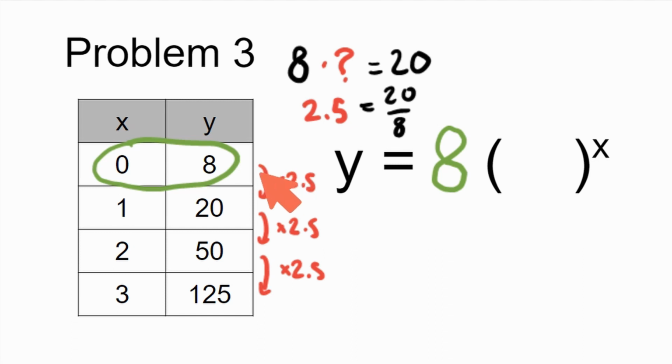Notice that 8 times 2.5 is 20, 20 times 2.5 is 50, and 50 times 2.5 is 125. Notice that since we're repeatedly multiplying by 2.5, 2.5 is going to be the base of my exponent. We know that exponents represent repeated multiplication, and here we're multiplying by 2.5 over and over again. So we have the equation y equals 8 times 2.5 to the power of x.